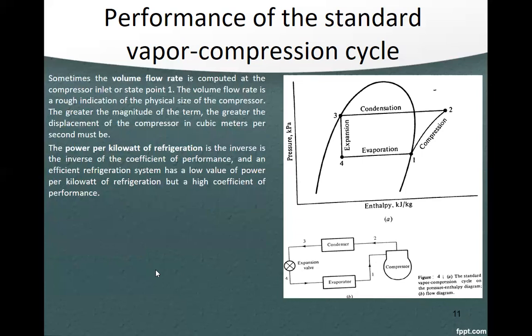Sometimes the volume flow rate is computed at the compressor inlet, or state point 1. You see in the tables the comparison of refrigerants, and they have a volume flow rate, because some refrigerants need a large pipe and some need small pipes. That is part of performance, so double check. The volume flow rate is a rough indication of the physical size of the compressor. The greater the numerical value, the greater the displacement of the compressor in cubic meters per second must be.